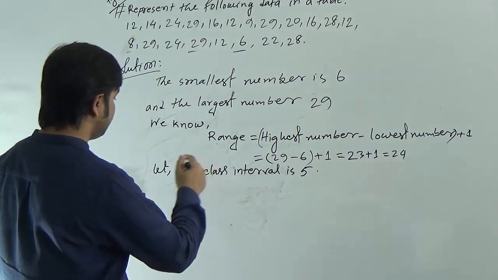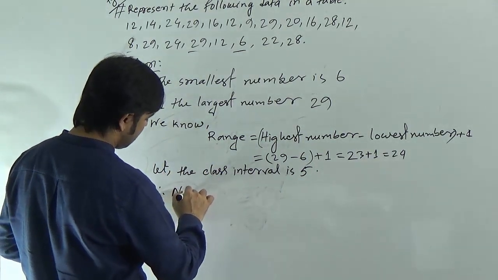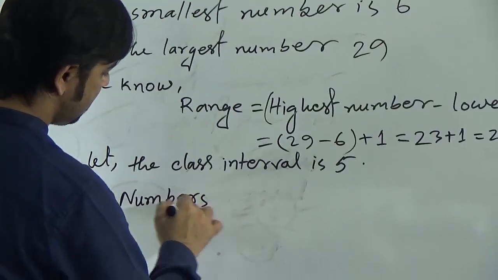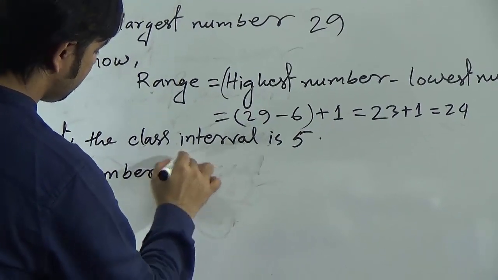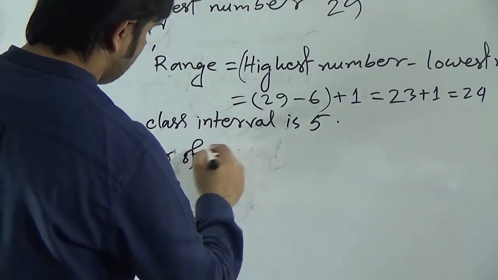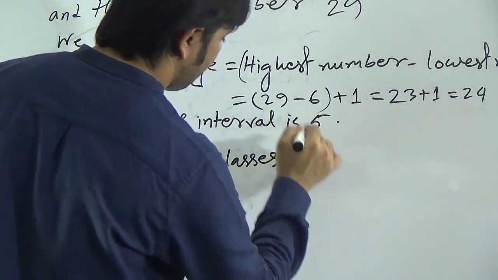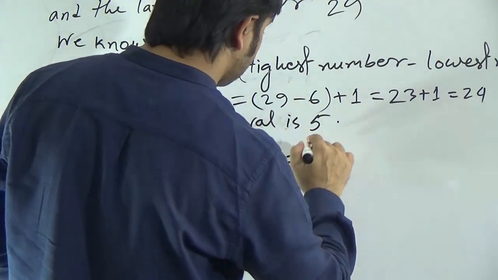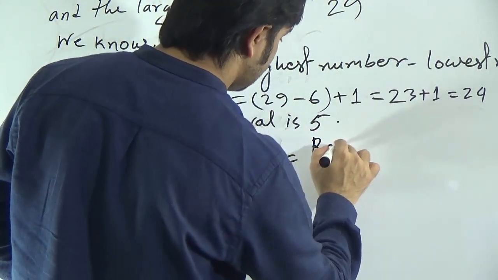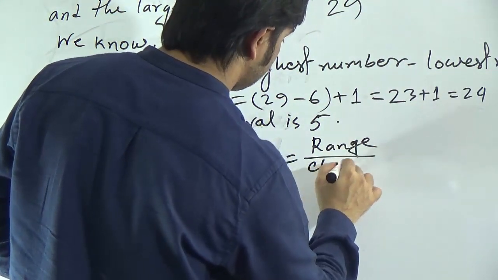Now you have to find the number of classes. Number of classes means in how many classes you have to arrange the data. The formula is you have to divide the range by the class interval.